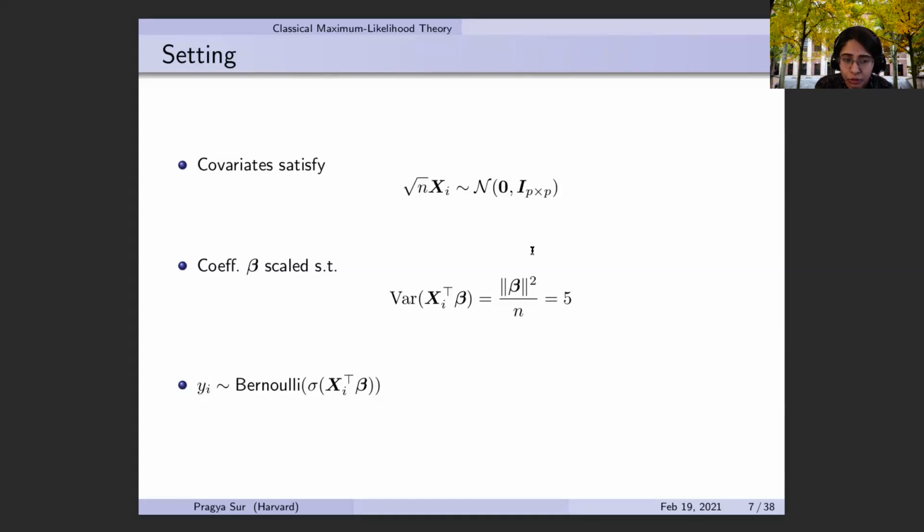The coefficient vector is going to change from one simulation to the next, but what I'm going to hold fixed is the signal to noise ratio. If I fix the variance of these log odds to some quantity, let's say 5, then the SNR will remain the same across all the settings. And we have a logistic model. This is the setting to keep in mind, and I'll show you a series of simulations.